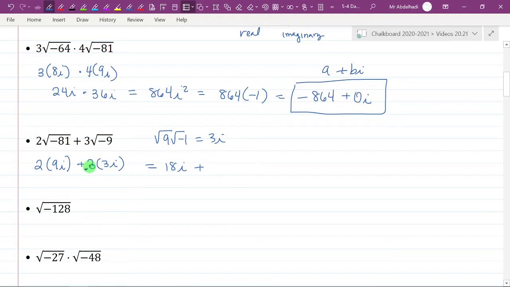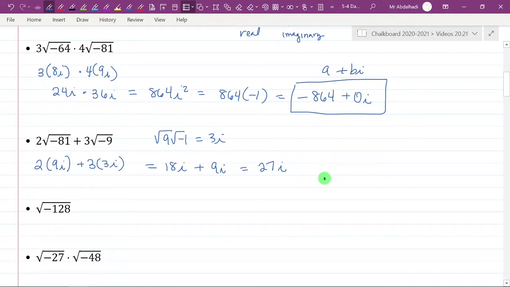Plus, and this is going to be 9i right here. 3 times 3, right? 3 times 3 is 9i. So you're adding, what do you get? Well, 18 plus 9 is 27. And they're both i, so it's 27i. Not i squared, you're not multiplying.